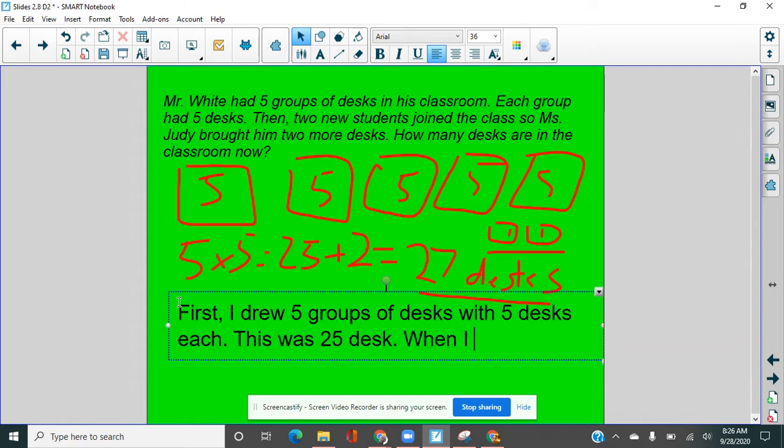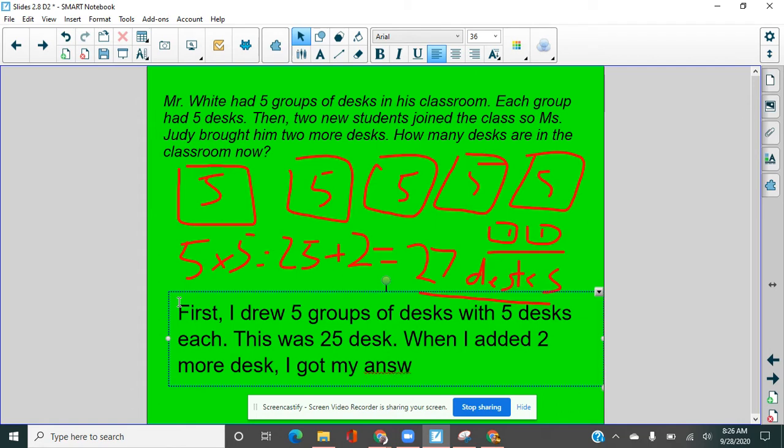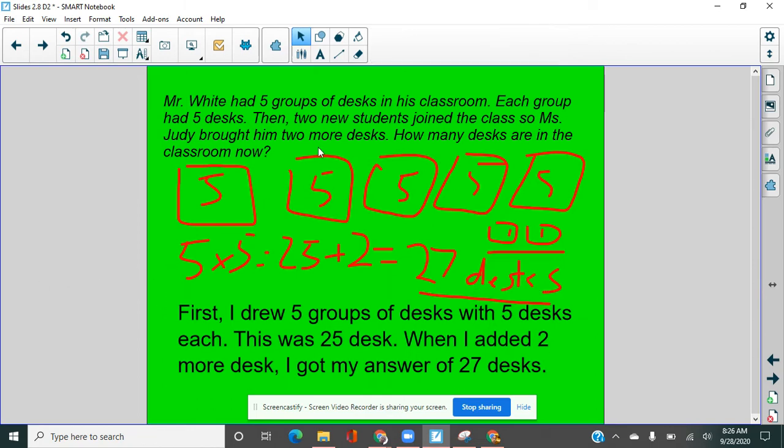When I added 2 more desks, I got my answer of 27 desks. Okay, so do we have all 3 parts? Do we have a diagram, our numbers, and our explanation? Yes, we do, right? All 3 of those things.